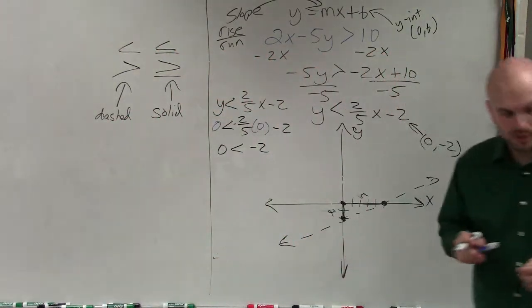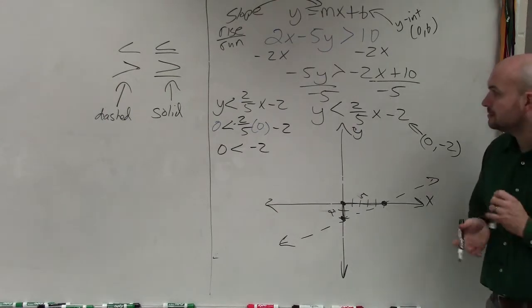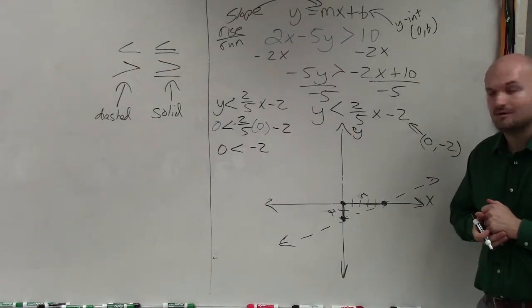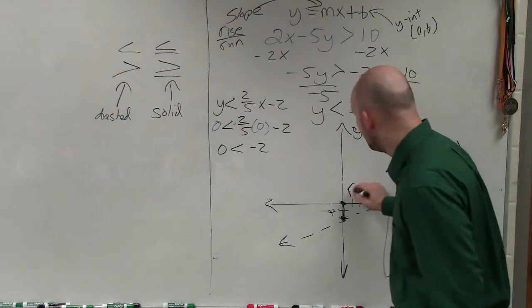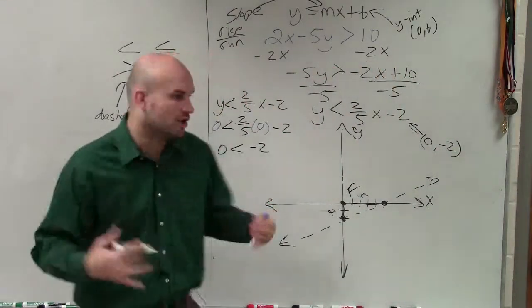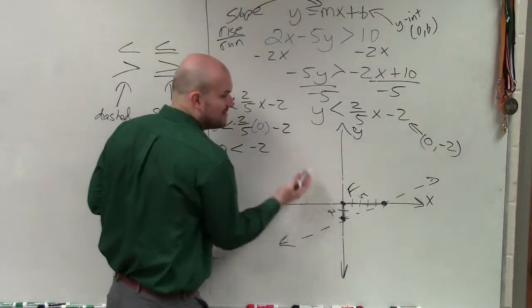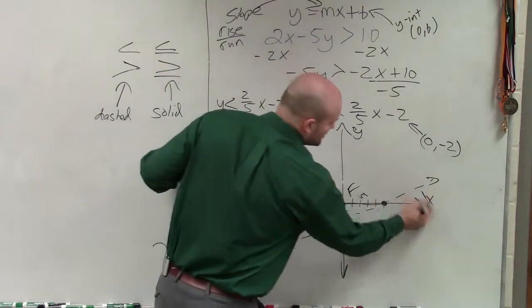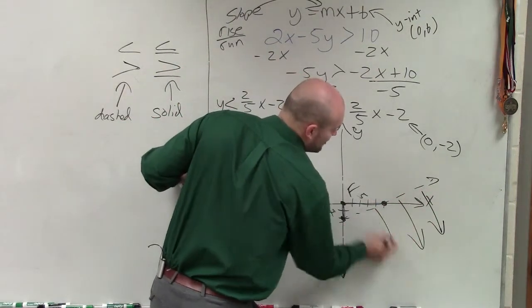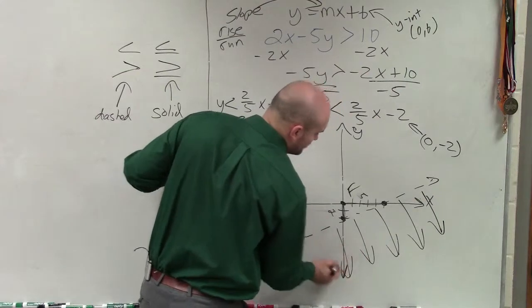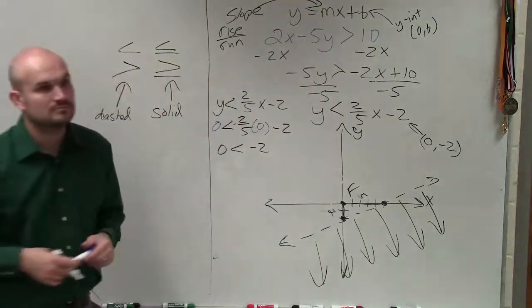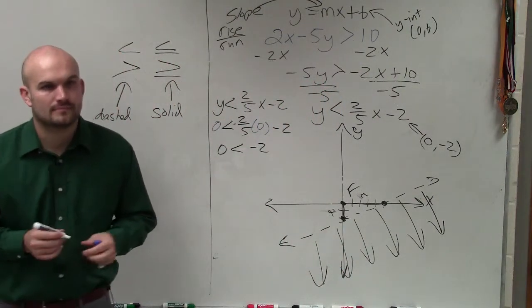And is that true or is that false? That is false. So since my test point is false, that means all the points above my line are false, and all the points below are true. So to represent, since all the points are true, we shade. OK? That's it.